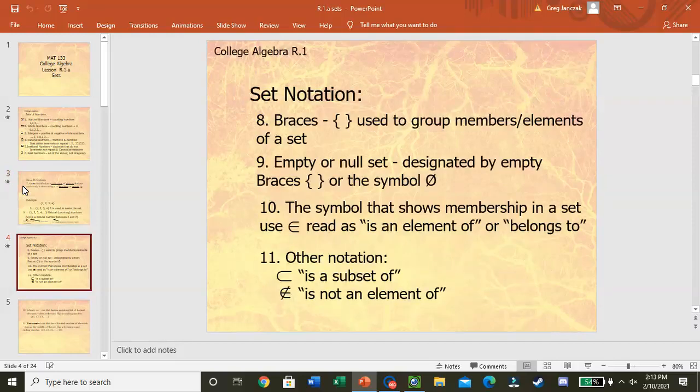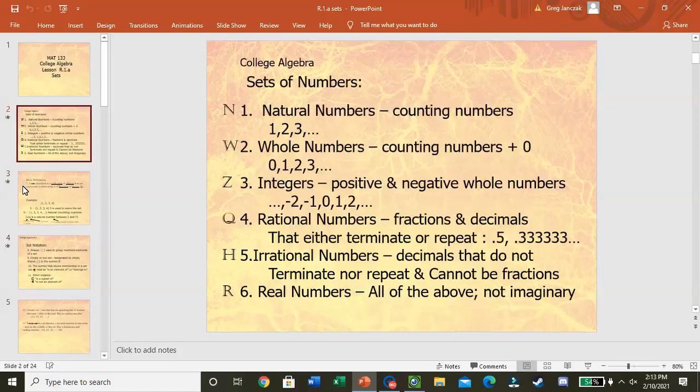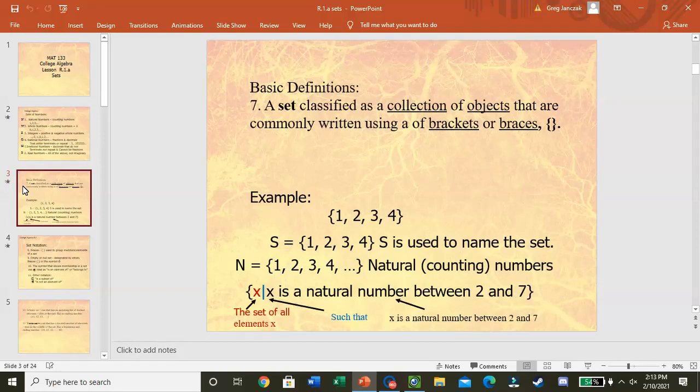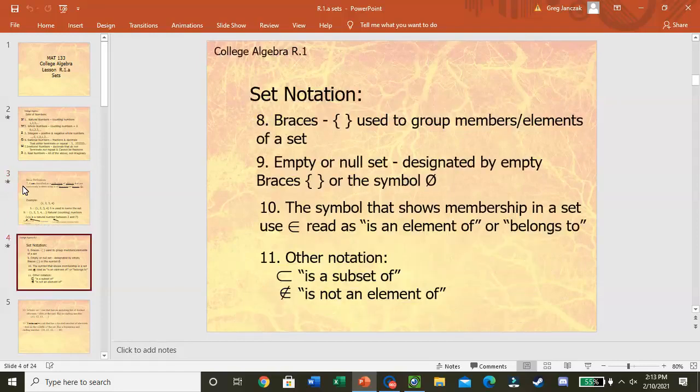Okay. Braces or brackets are used to group members in the set. So the numbers here, oops, back up. These are elements inside, they're the elements within the set. The brackets symbolize the set. They group the elements in the set. Empty set or null set is either symbolized by empty brackets or this 0 with a line slash through it.